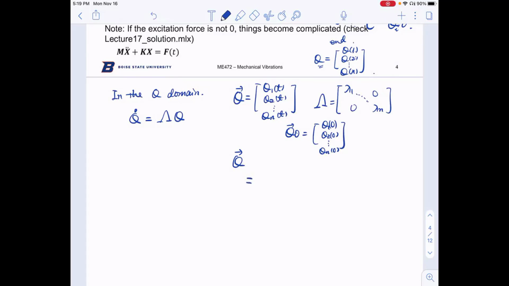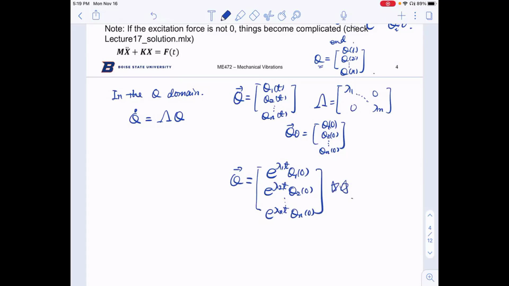And we also know the solution of Q is e^(lambda 1 t) Q1(0), e^(lambda 2 t) Q2(0). So that's the solution we need to find out.